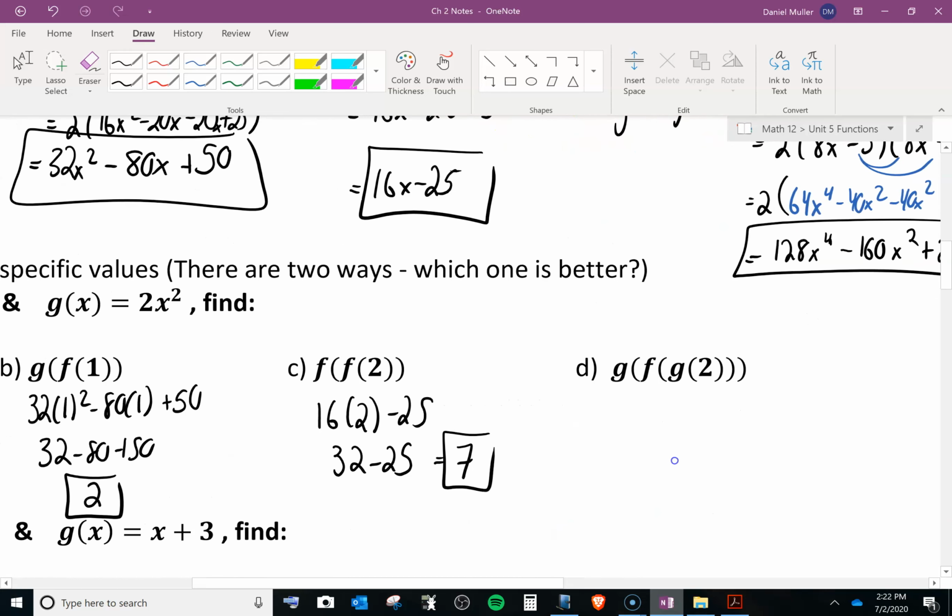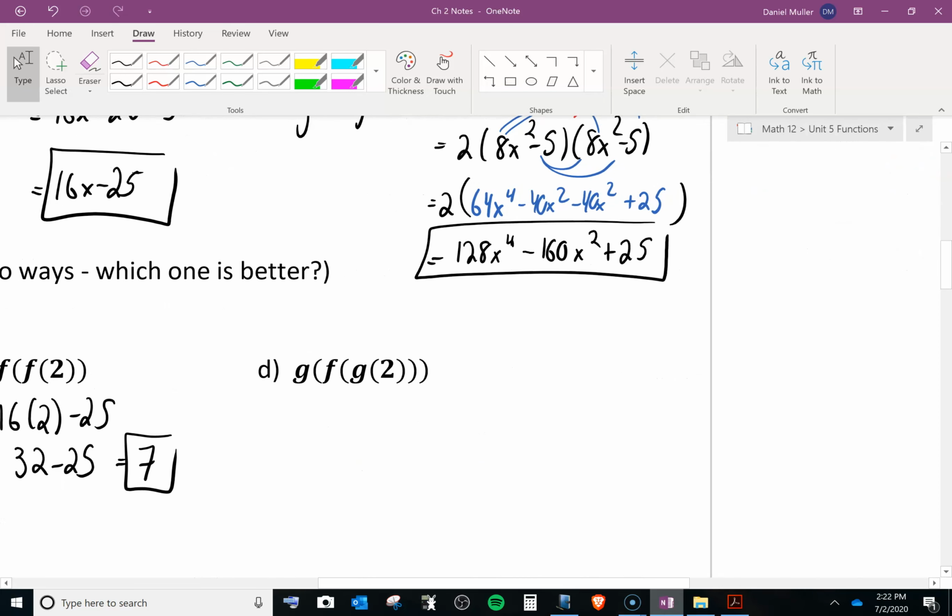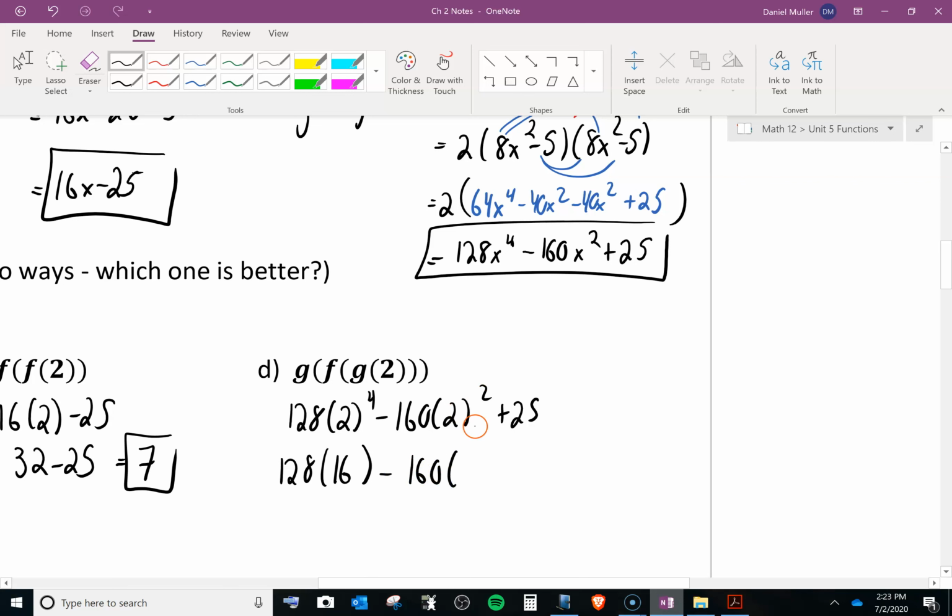And lastly, oh, look at this mess. Okay, so we have 128 and then 2 to the power of 4 minus 160, 2 squared plus 25. So this is 128. Now 2 to the 4 is 2 times 2 is 4, times 2 is 8, times 2 is 16, minus 160, 2 squared is 4, plus 25. 16 doubled is 32, doubled is 64. So I think this is 640.